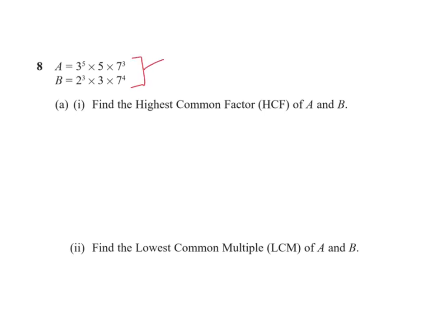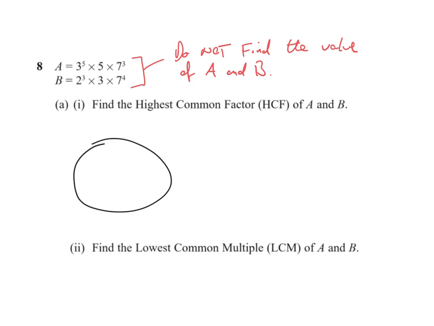Okay, so for question 8, the first thing I would say is you do not just multiply everything together and find out the values of A and B. The reason you don't do this is the first thing you will do is take those numbers and find the prime factors, which will give you A and B as you have them. So we're not going to do that. What we're going to do is sort the prime factors of A and B into a Venn diagram.